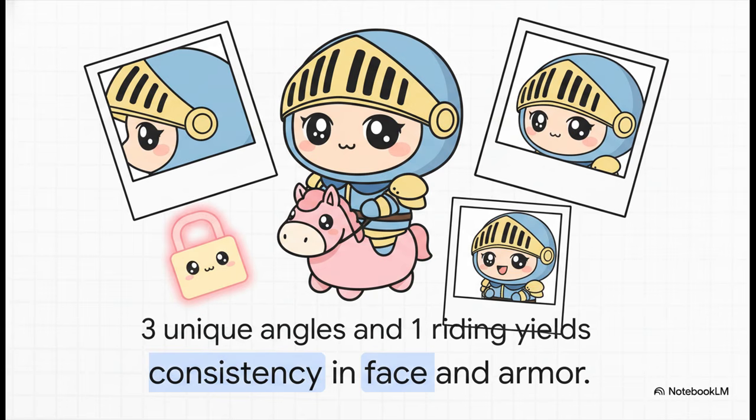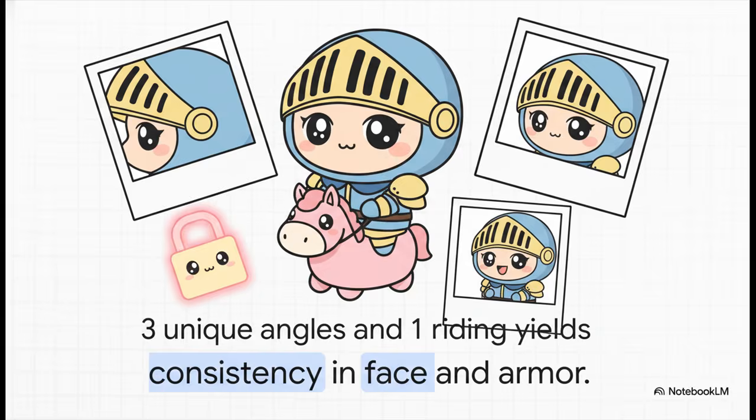And here is the payoff. Once that character is saved to your library, they are locked in for continuity. In a recent test, the agent generated the exact same knight from 3 totally unique camera angles, plus a really complex action shot of him riding a horse. The result? Flawless facial and wardrobe consistency. The agent seamlessly retrieves your digital actor and drops them into any setup you want, keeping your continuity perfectly intact.